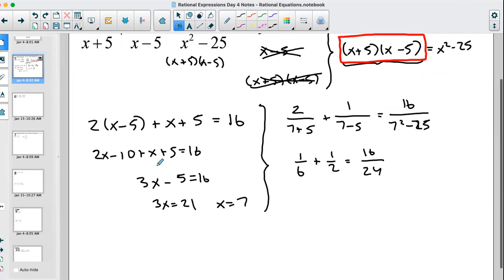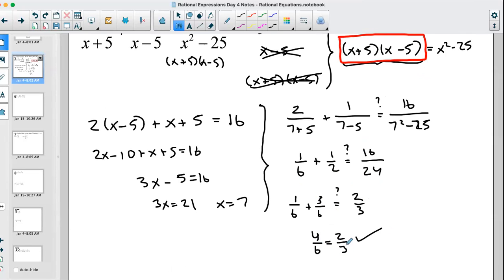So let's see if this works. I certainly hope it does. 1/6 plus a half is 1/6 plus 3/6. 16 over 24 is 2/3. All right, this was the question mark one. 1 plus 3 is 4, so I get 4/6 equal to 2/3, which is correct. These things are equivalent, so my answer is x equals 7.